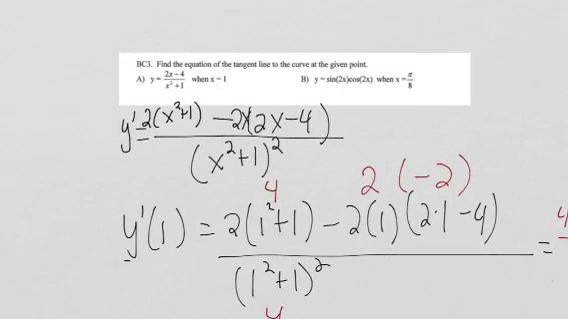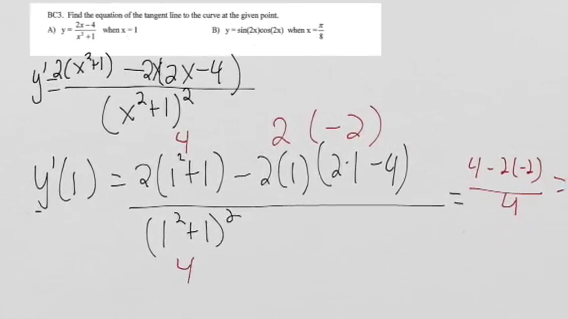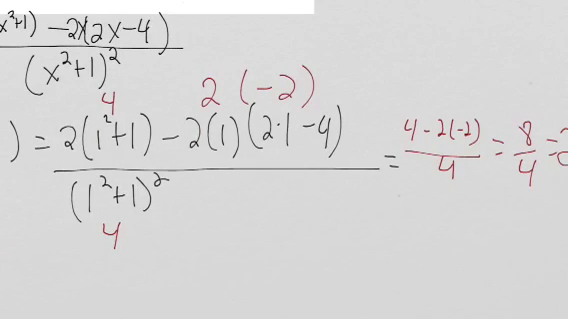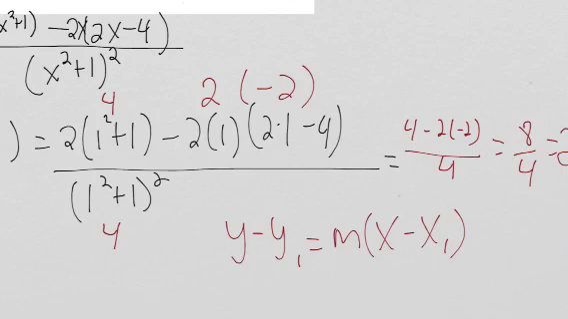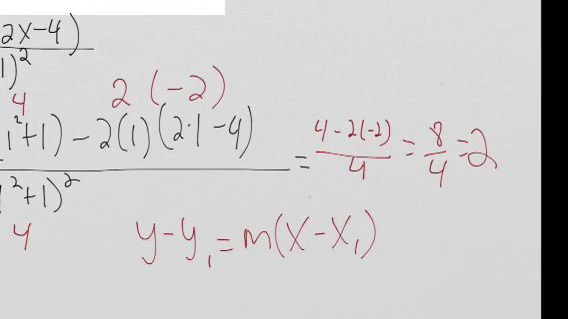So to recap, we did quotient rule to find the derivative. We plugged in 1 to find the slope of the tangent line at 1. So we plugged in 1 to our derivative and got an answer. It's 2. So last step we have y minus y1 equals m times x minus x1. We know m. M is 2. We just found that.